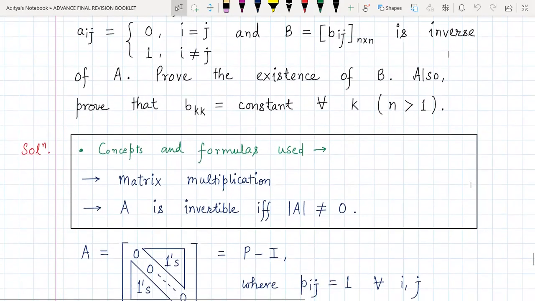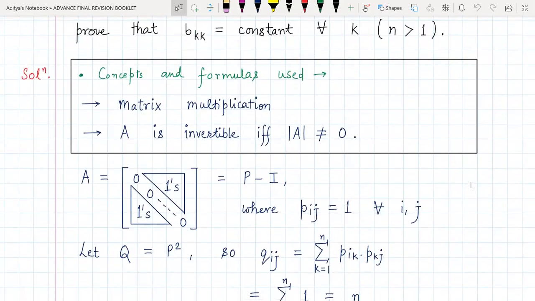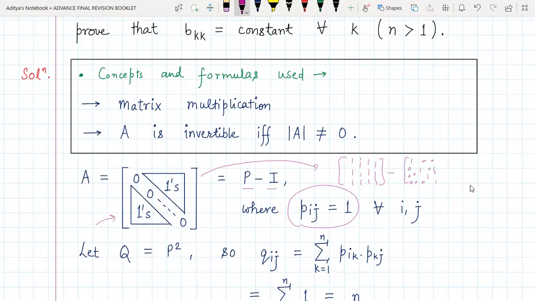Now the solution as far as it is concerned, the concepts and formulas used would be matrix multiplication, and that a matrix is invertible if and only if its determinant is non-zero. Now what we are doing is that we are letting the matrix which is given to be this quantity as P minus I, where P is the matrix whose all elements are 1. So basically what we have written is all ones, and minus the identity matrix, 1 0 0, 0 1 0, 0 0 1. So basically the identity matrix we are subtracting, that's what we are doing.